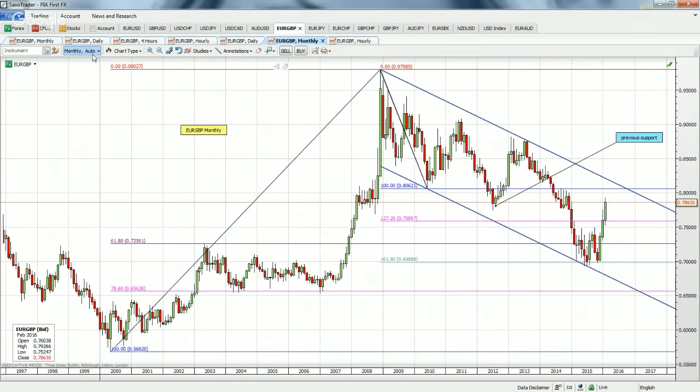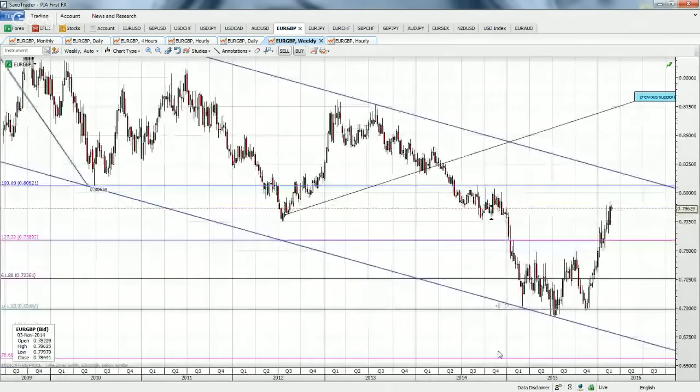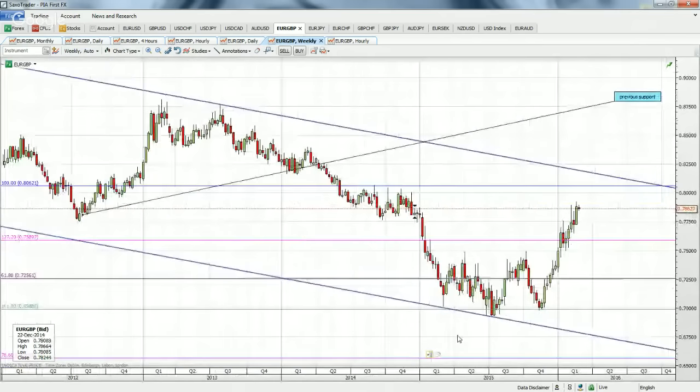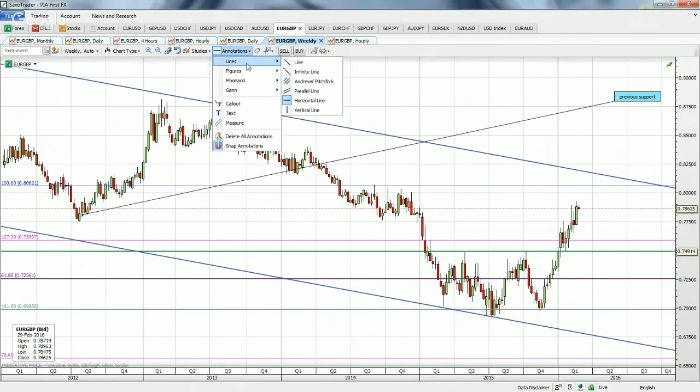If we break down to a weekly chart, this is the head and shoulders. So this is the head, left shoulder, right shoulder, neckline, just to show the target level for head and shoulders.